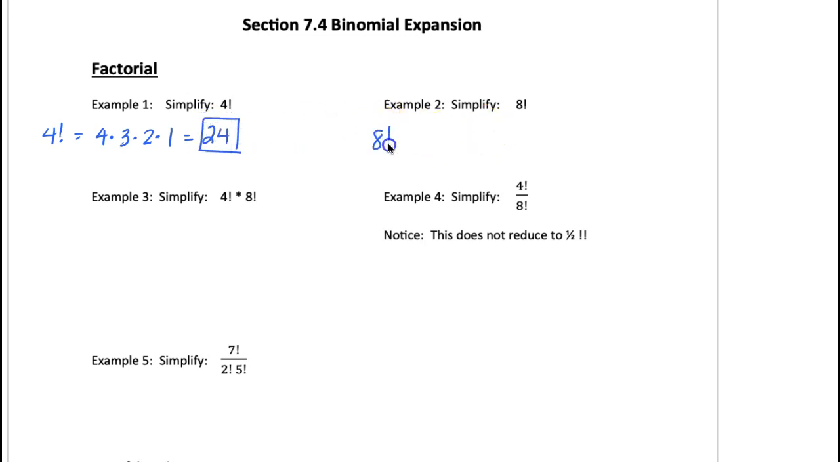8 factorial would be very similar, but starting at 8, multiplying by every digit down to 1. 8 times 7 times 6 times 5 times 4 times 3 times 2 times 1. Simplifying this, we get 5,760.